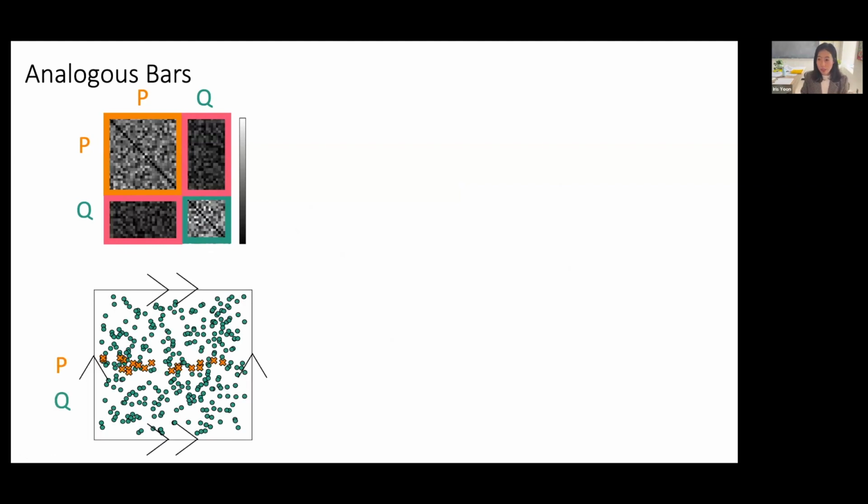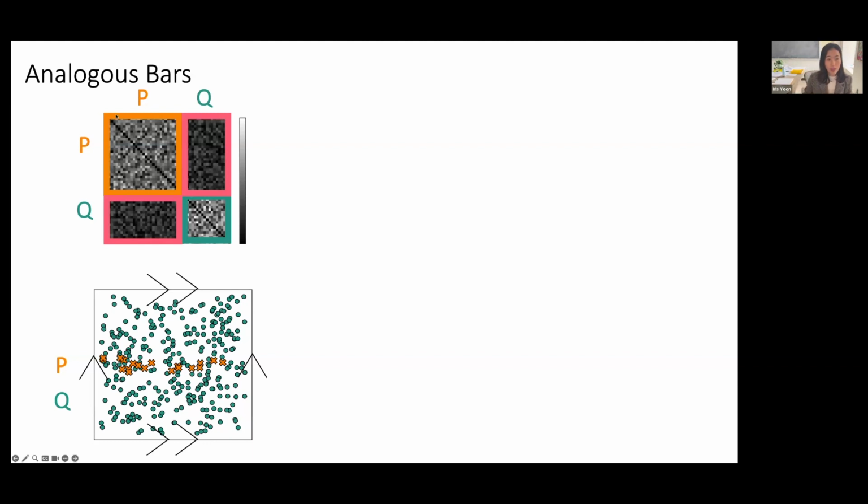Just as a running example, let's keep this example in mind where my points Q's are sampled from a square torus and P's are sampled along one of the essential circles on my square torus. Again, P's and Q's don't have to be embedded in the same space, but we'll keep this example for illustrative purposes.